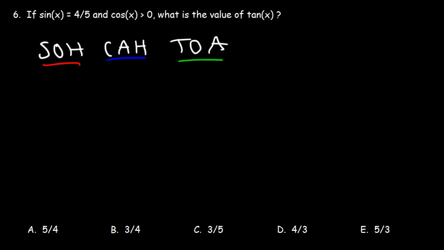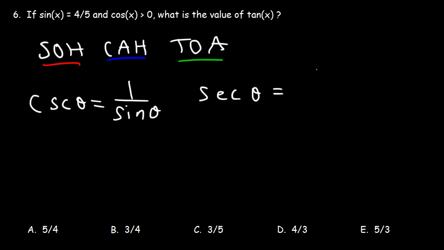Now, there's some other things you need to know. Cosecant theta is 1 over sine theta. These are the reciprocal identities. You don't need to know it for this problem, but you may need it later on. Secant theta is 1 divided by cosine, and cotangent theta is 1 over tangent.